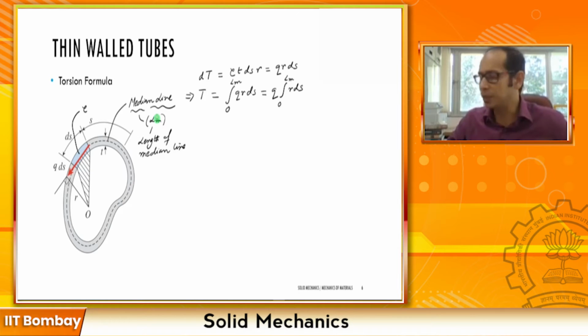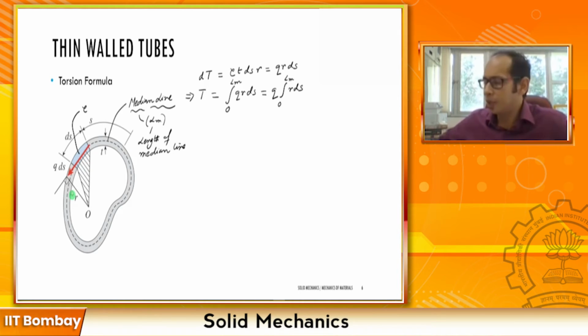How do we calculate this integral? This integral encircles the entire median line, and it essentially calculates the product of r and ds, where r is changing at every point as you take the small length ds along the median line. How do we calculate this integral of r ds? Well, there is a simplified way, a geometric interpretation that we can use to calculate this integral.